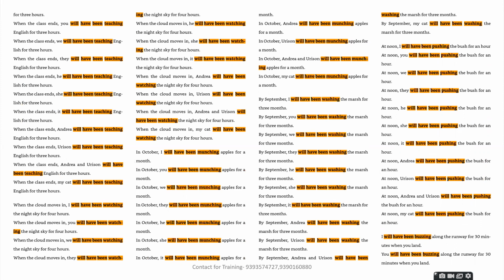In October, they will have been munching apples for a month. By September, it will have been washing the mats for 3 months. At noon, my cat will have been pushing the bush for an hour. We'll have been jazzing for 2 hours when Nathan arrives. She will have been boxing my boxes for 3 days. When the day comes, by noon, Urizen will have been relaxing on my relaxation bench for 2 hours.